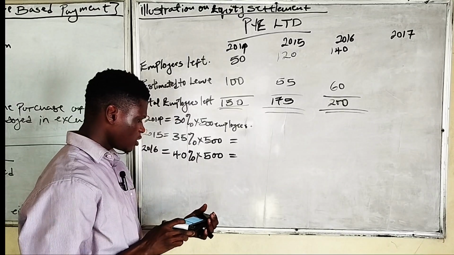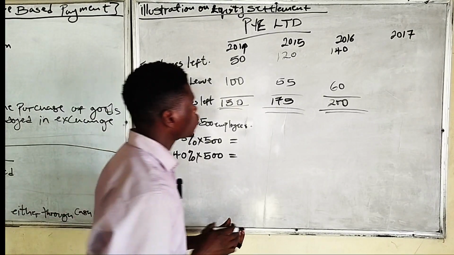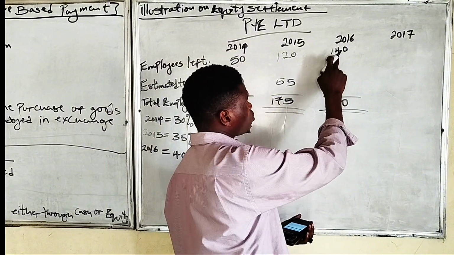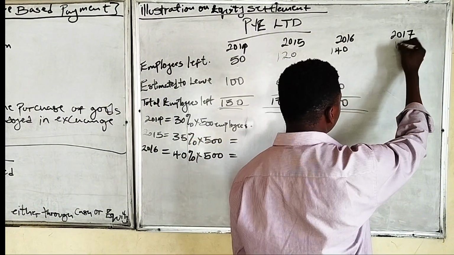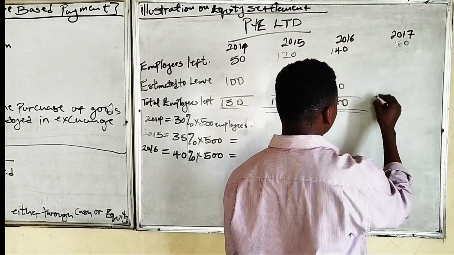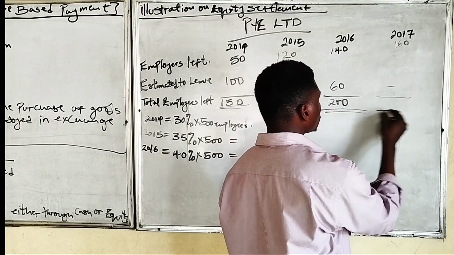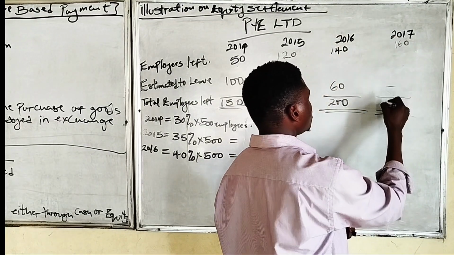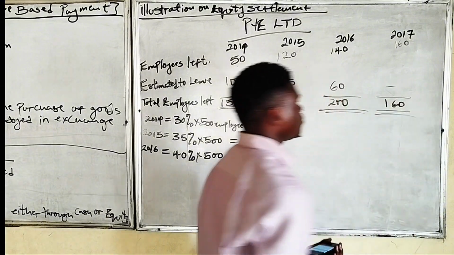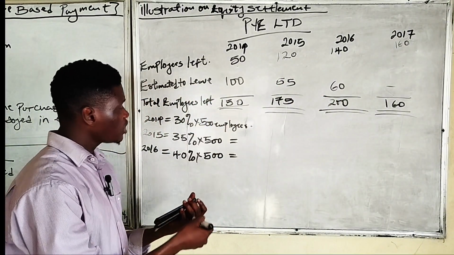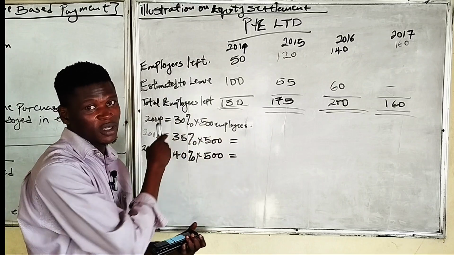Then in 2017, a further 20 left. Adding to the 140, that makes it 160. So 160, and none is about to leave. It means that the total that left by 2017 is 160. That's correct. So the vesting conditions now rest on those that will still be remaining.